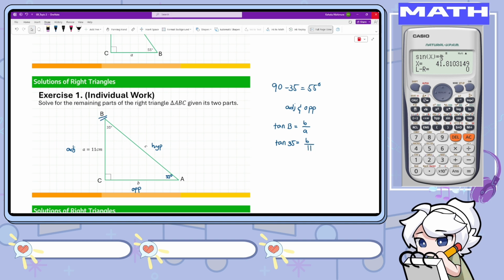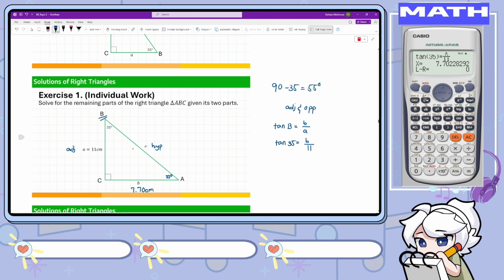Now, if you want to solve this on our calculator in the very easiest method, we do this. Tangent 35, close this, alpha equals, since we don't have B yet, let's set that as x over 11. And then shift solve equal. Now, you have your opposite, which is 7.70 centimeter. Okay, centimeter.